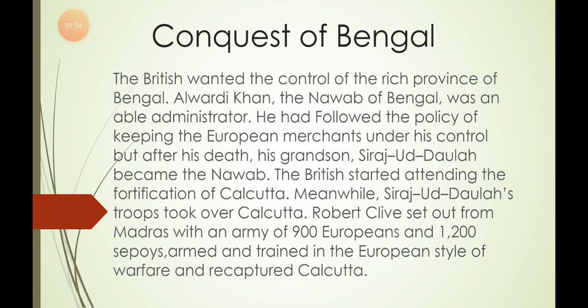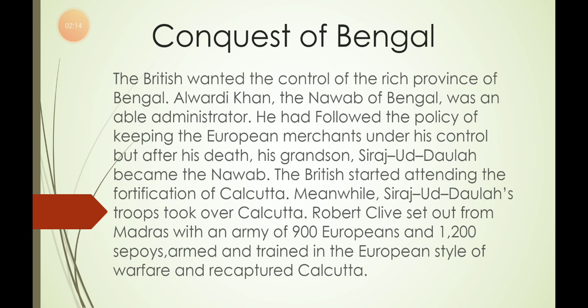He followed a policy of keeping the European traders under his control. The British started extending the fortification of Calcutta, now Kolkata. Meanwhile, Sirajuddaulah's troops took over Calcutta. Robert Clive, the British military general, set out from Madras.